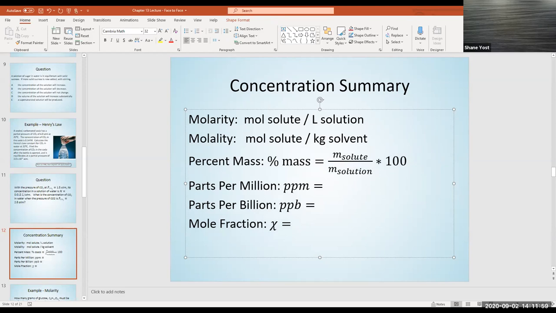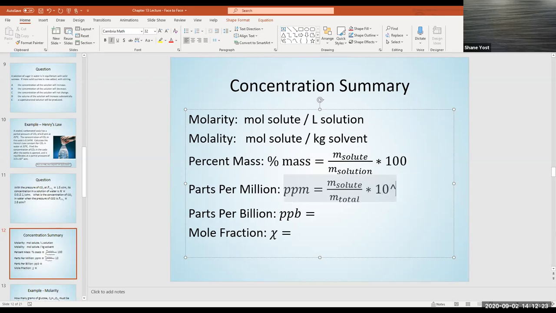All right, so that's percent mass. Parts per million, ppm, is the same ratio times a million, 10 to the 6. That's why it's called parts per million. It's basically the mass ratio times a million. Right here, I use total instead of solution just to emphasize that it means the same thing. Solution or total, however you want to call it, it's fine. I could also, instead of putting total, put solution. It means the exact same thing.